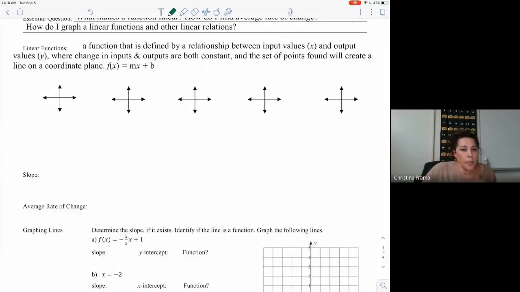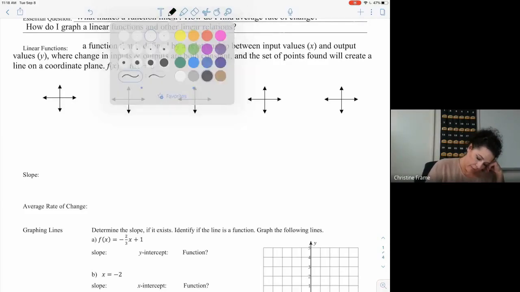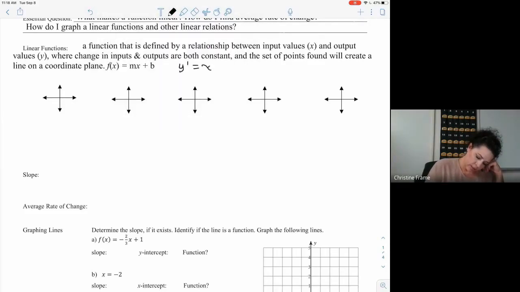Okay, so let's go back to notes here. And I'll share the screen. Okay, so we're looking at the functions y equals mx plus b. If we have y to the first equals x to the first, regardless of what values are there, you could have a 2 here and a 5 here and a plus 7. That doesn't matter. As long as it's x to the first, y to the first, there's going to be a linear relationship between your inputs and your outputs.